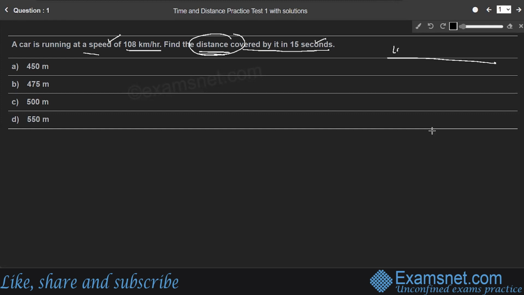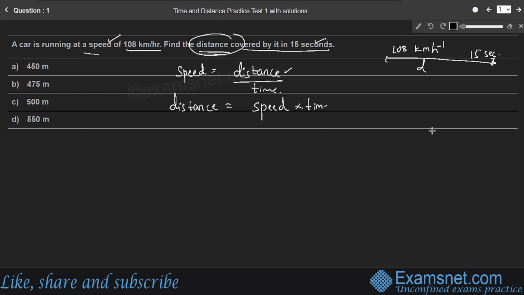Here the car is moving with the speed of 108 km per hour. We all know the relation between speed, distance and time, because speed is equal to distance divided by time. Here the car covers some distance d in 15 seconds. Therefore, the distance covered by it, distance is equal to speed into time.